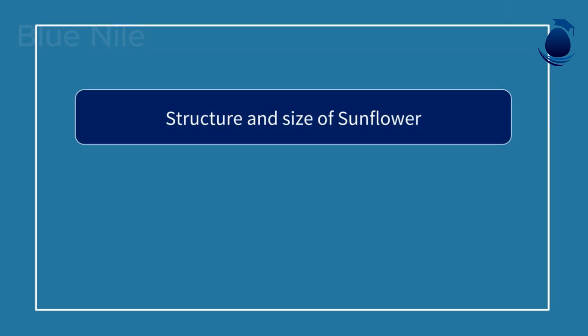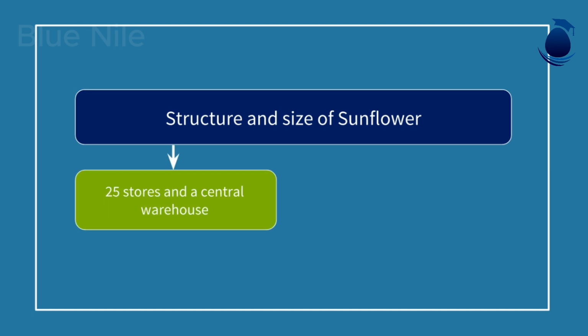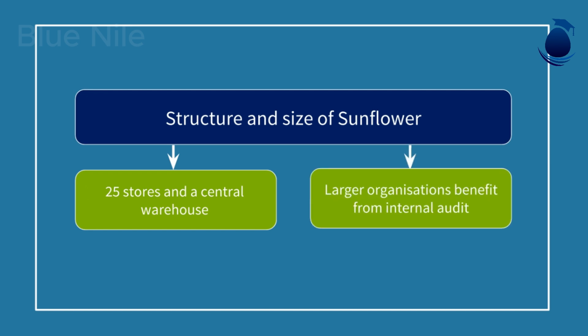The structure of an organization should also be considered when deciding whether to form an internal audit function. Sunflower operates from 25 stores and a central warehouse. The bigger the organization with multiple sites, then the more it is likely to benefit from an internal audit team. Sunflower would appear to benefit from this.